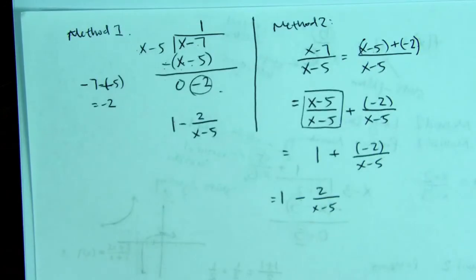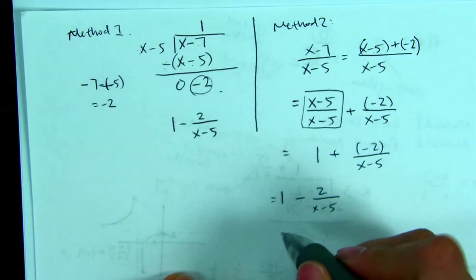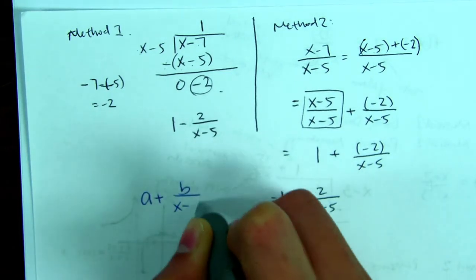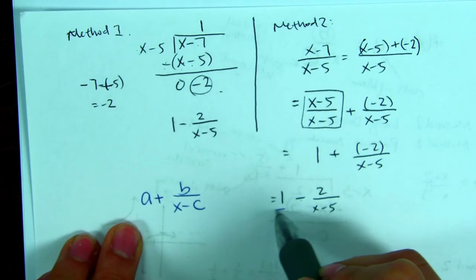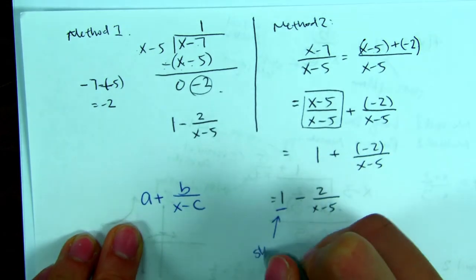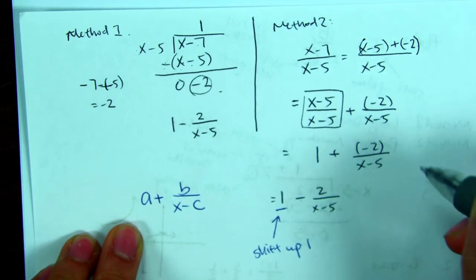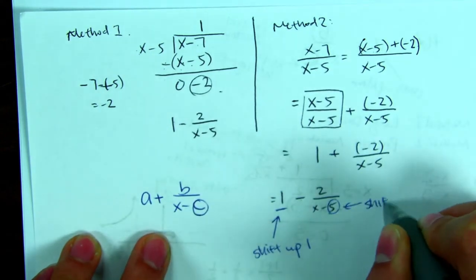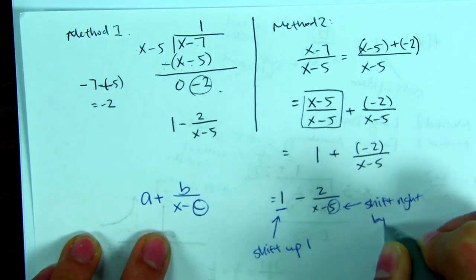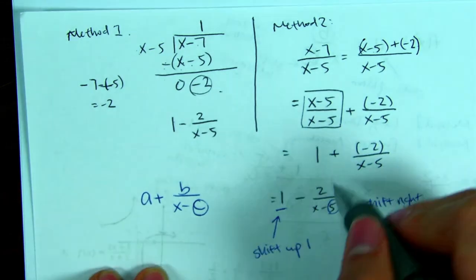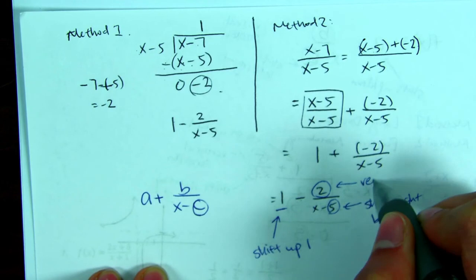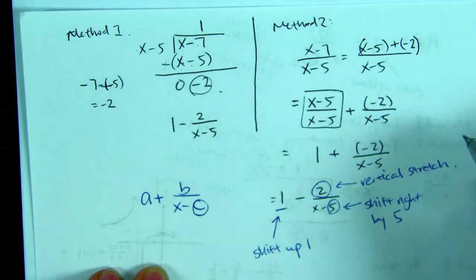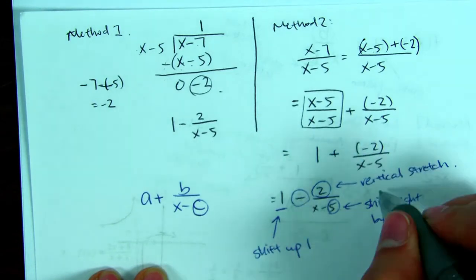Now the question is, what transformations are here? If you remember back to the previous video, we have the general form a plus b over x minus c. Our a value is now 1, and that represents a shift up by 1. And that c represents a shift right, so I'm going to shift right by 5. And that 2 represents a vertical stretch, or a vertical scale by 2. Don't forget the negative. That negative tells me the graph has flipped.